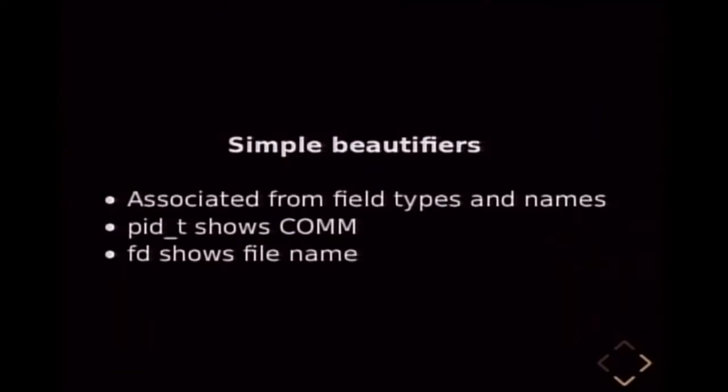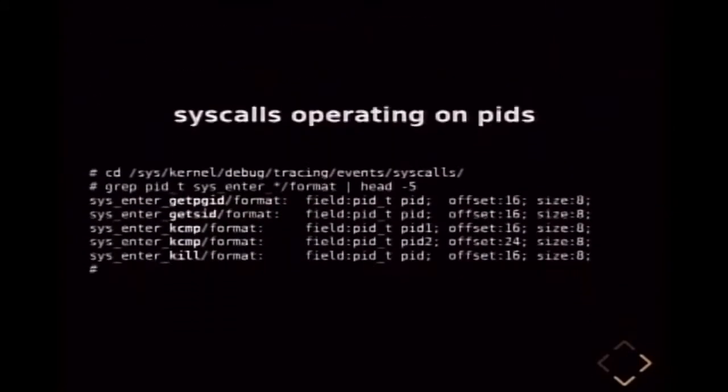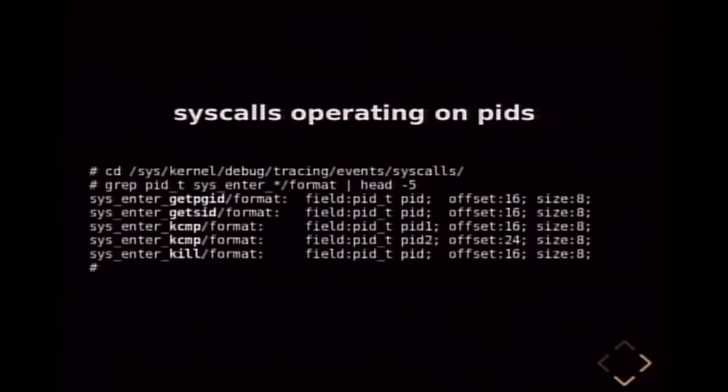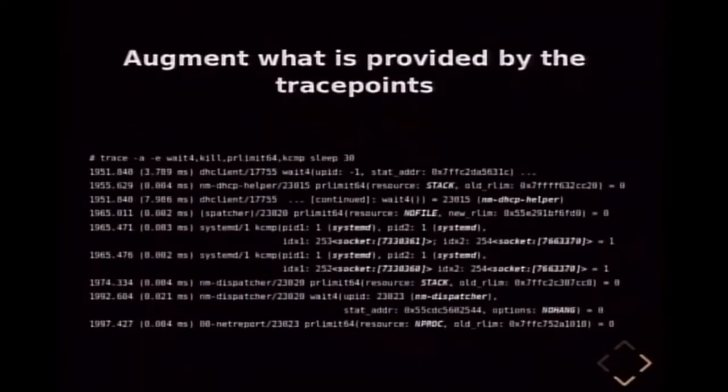You have simple beautifiers, like for PID. There are lots of syscalls that have PIDs, and then you just show the name of the process instead of just the number. So if you do this for syscalls operating on PIDs, you can go to that directory where you have the list of events, the tracepoints, the syscall events, and you see the parameters for them, and you see the type, that's PID. And then if you run it, you're going to see that, for instance, those that are in italics were translated, and you see that PID 2 is systemd, or PID 23015 is the DHCP helper, and so on and so forth. So it's a trace, but with more information for you to make sense of the output.